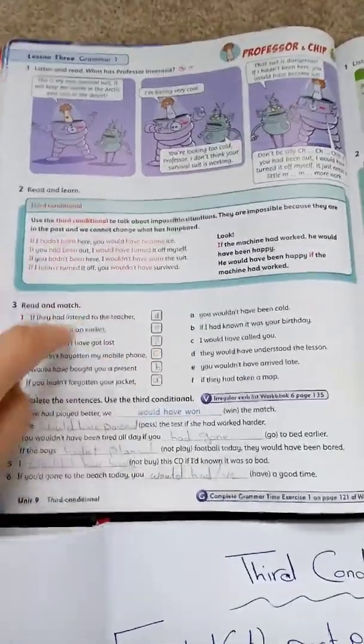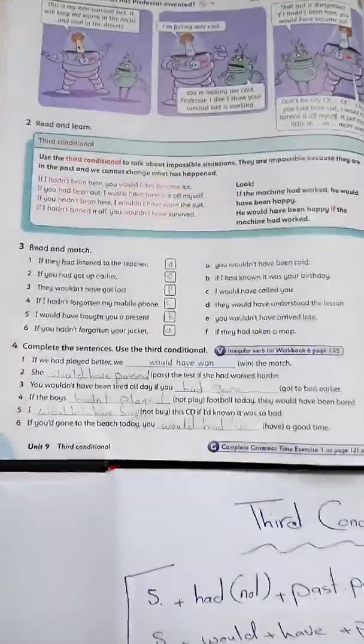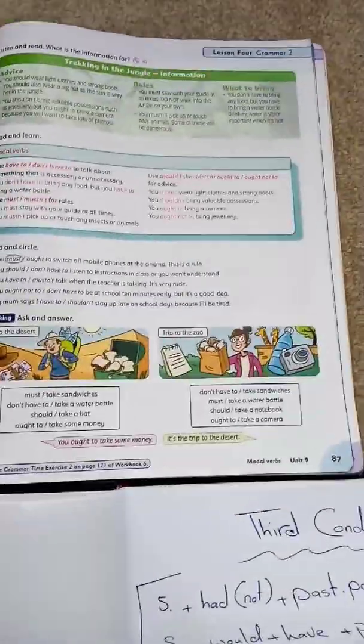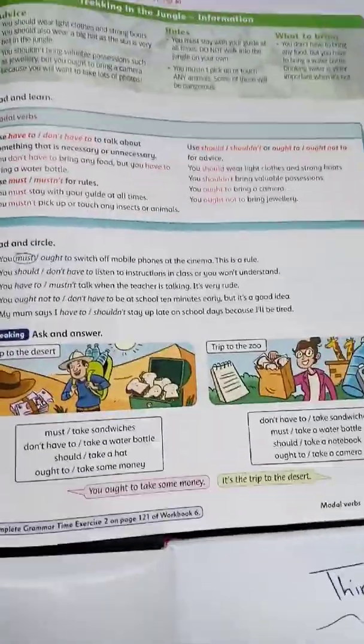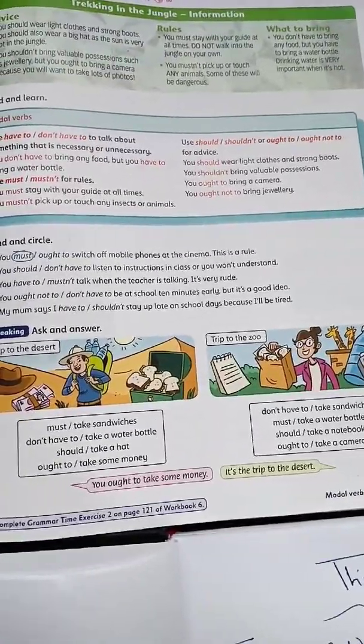And here we have exercises. Here two exercises. You can solve them and then I will ask you about them. Okay, let's go to page 87. Listen and read. What is the information for?